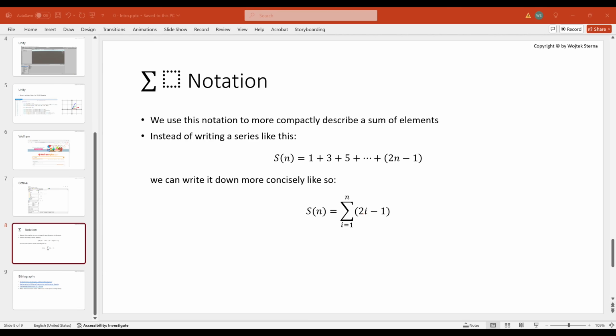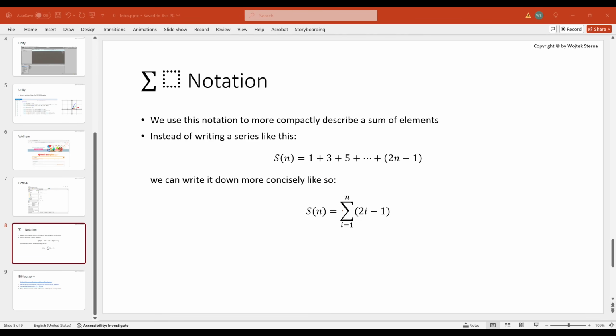In this case, this term will give us values from this series above. So for example, for i equals 1, we get here 2 times 1, which is 2, minus 1 is 1. So we've got 1 over here. Then if i is equal to 2, we've got 2 times 2, that is 4, minus 1, it's 3. So we've got 3 over here. So this sum here perfectly corresponds to this series defined here.